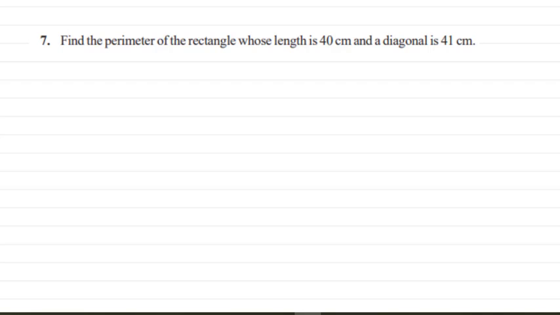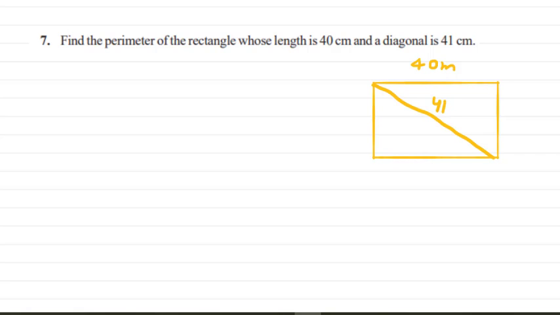So this is another question, question 7. Find the perimeter of the rectangle whose length is 40 and the diagonal is given 41. So for that, let me show you with the help of a diagram. So here a rectangle is there, and in the rectangle the length is 40 meters. So this is 40 meters, and one of the diagonals, you can draw any of the diagonals, so I am just making this diagonal. So the diagonal is given 41 meters.